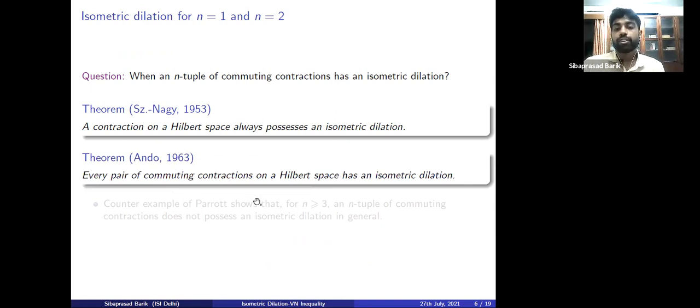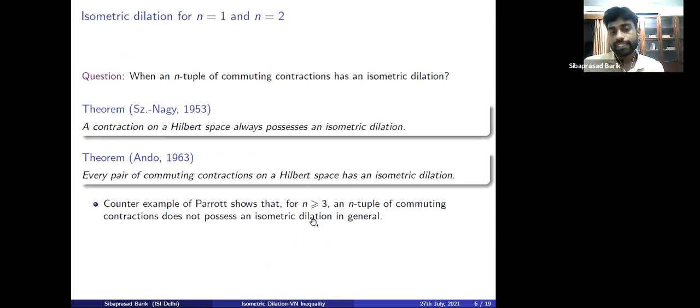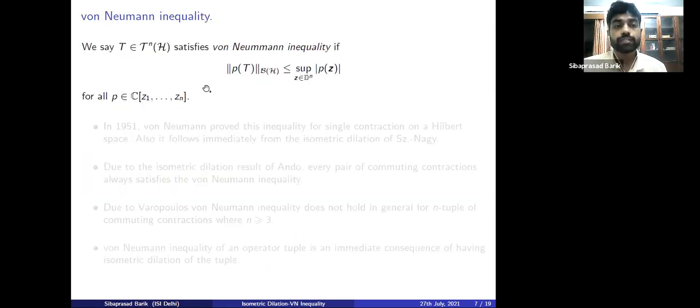But we cannot generalize these results to the multivariable case, because there is a counterexample of Parrott which shows that for n greater than or equal to 3, an n-tuple of commuting contractions does not possess an isometric dilation in general. Now look at the corresponding von Neumann inequality. So recall what the von Neumann inequality is.